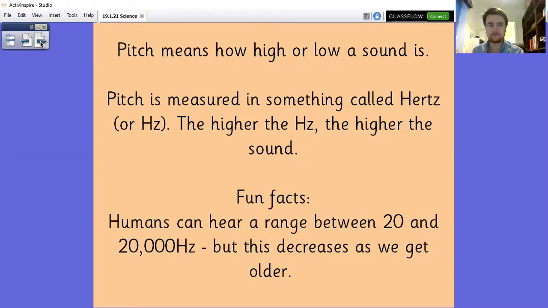So a bit of a reminder from yesterday on what pitch is. Pitch means how high or low a sound is. Pitch is measured in something called hertz, and the higher the hertz, the higher pitch the sound. Humans can hear a range between 20 and 20,000 hertz, but that decreases as we get older. So you will find that sometimes they can play sounds on TV that younger people can hear that older people can't.